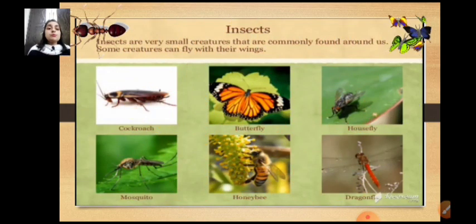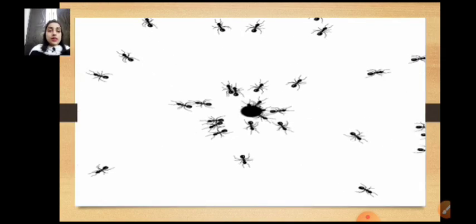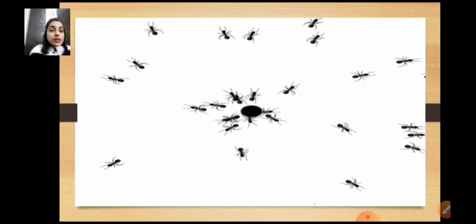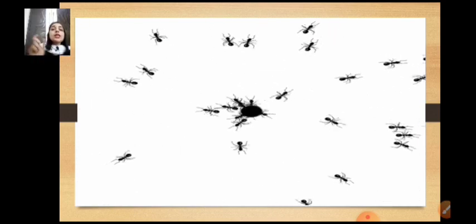Insects are very small creatures that are commonly found around us. Some creatures can fly with their wings. Creature means any living being or any animal. So insects are very small animals that are commonly found around us. Some creatures can fly because they have wings, and some do not have wings, so they can't fly. For example, an ant does not have wings. So they cannot fly.